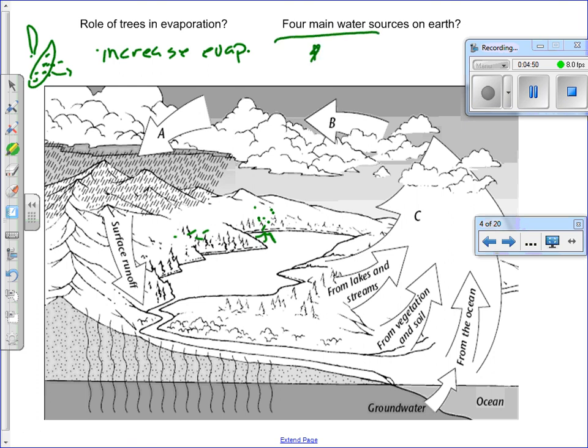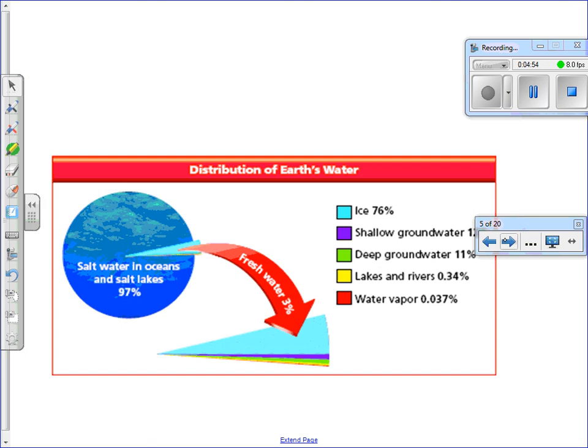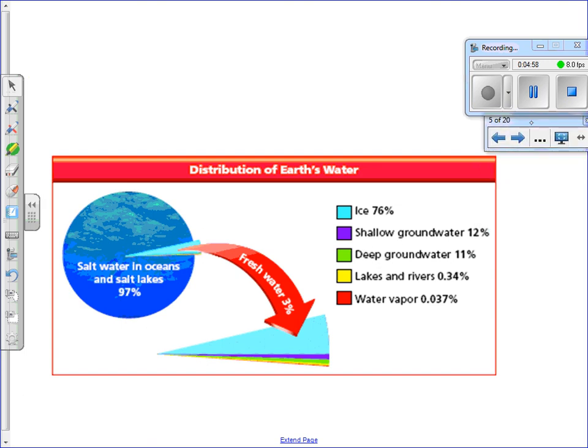Make sure you know that, which will also be on our next slide. Okay, the 4 main water sources on Earth. But more importantly than that, how is this water distributed? You should write down this pie chart. This pie chart is really impressive. It's important. So salt water in the oceans, of course, is the biggest source of water on Earth. And how much of Earth's water is in the oceans?